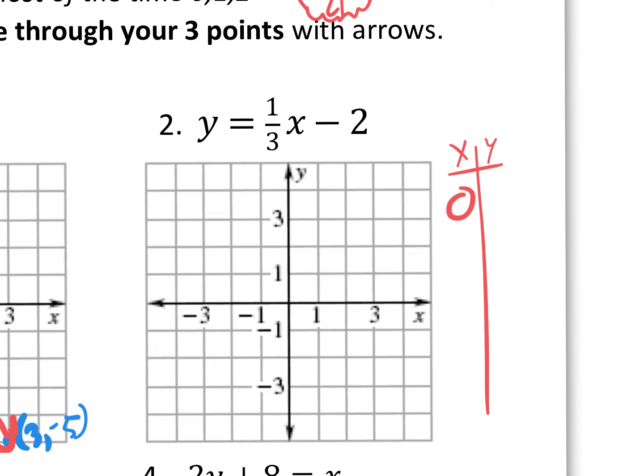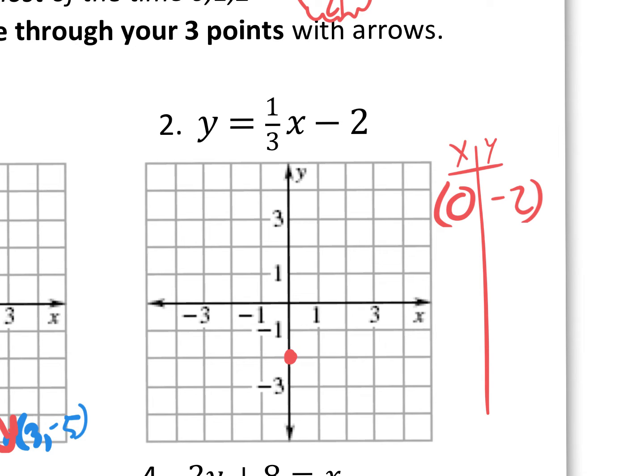0 is always the easiest value to use. When you plug in 0, that's beautiful because anything times 0 is 0. So let's do that math right here. Plug in 0, anything times 0 is 0. 0 minus 2 is what? Negative 2. So always use 0. 0 is great. Okay, so 0, negative 2. Here's 0, negative 2. Let's actually put that dot.